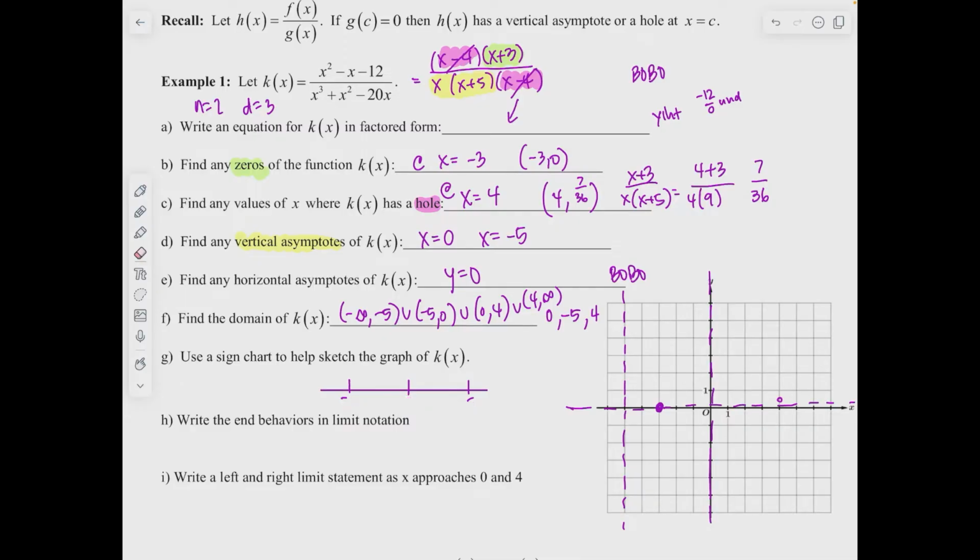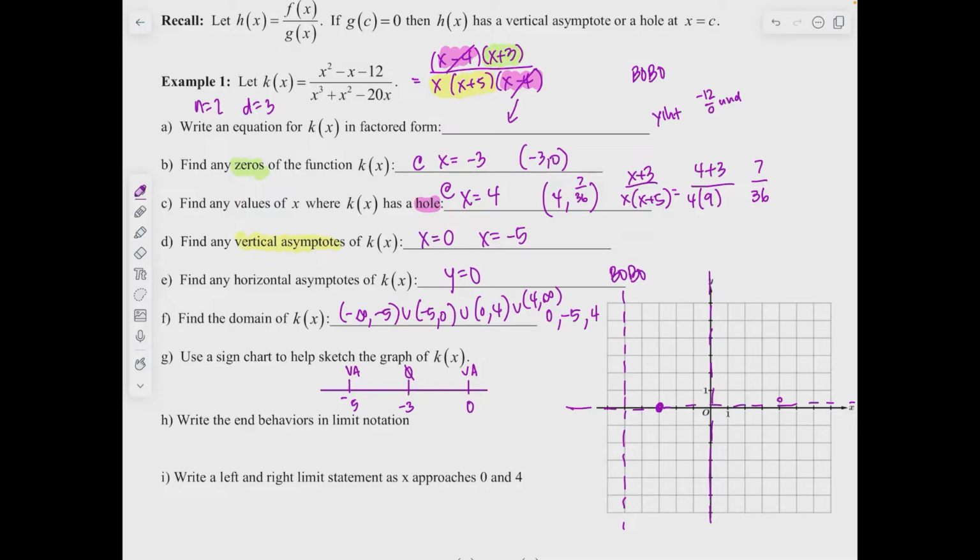As I fix my sign chart, I have -5, which is a vertical asymptote. I have -3, which is a zero of my function. And then I have 0, which is also a vertical asymptote. Okay, so I'm going to use the factored form. I'm going to go to the right of 0.